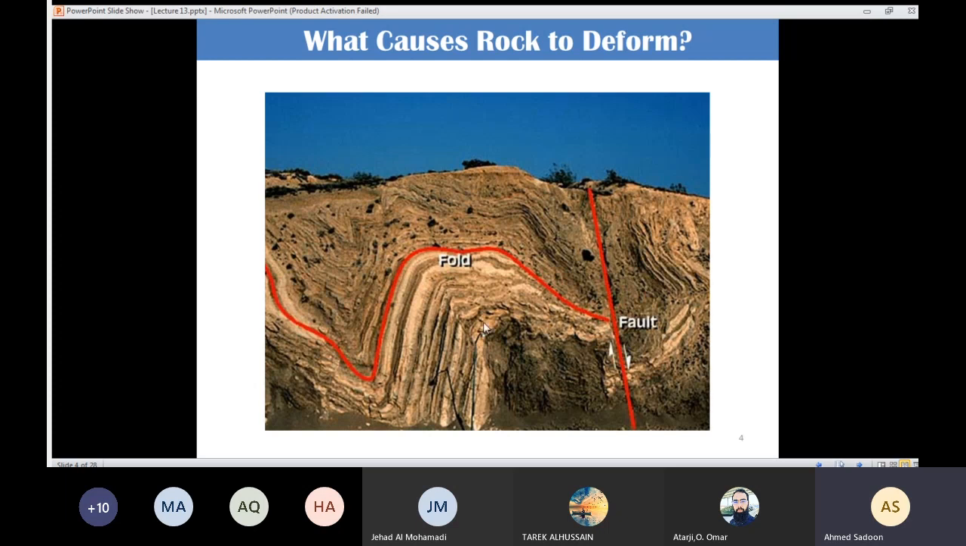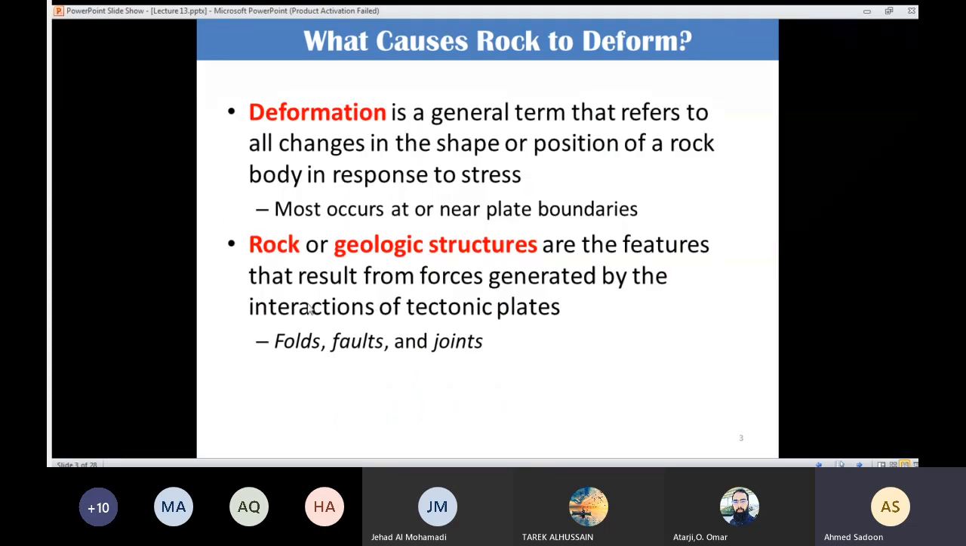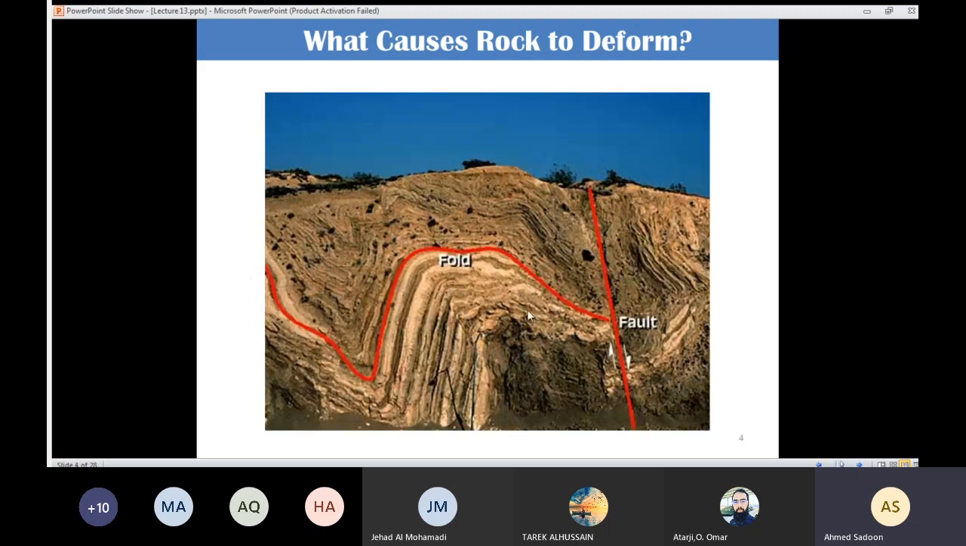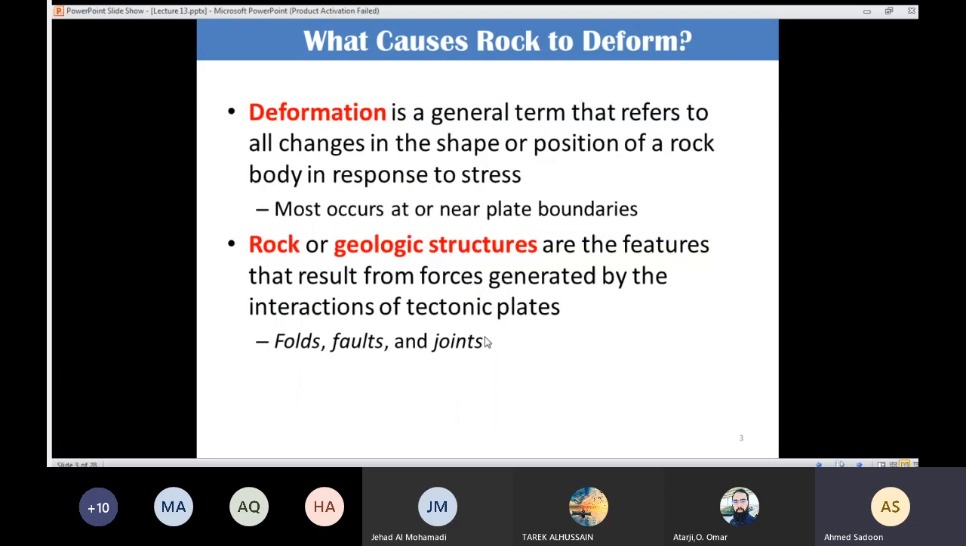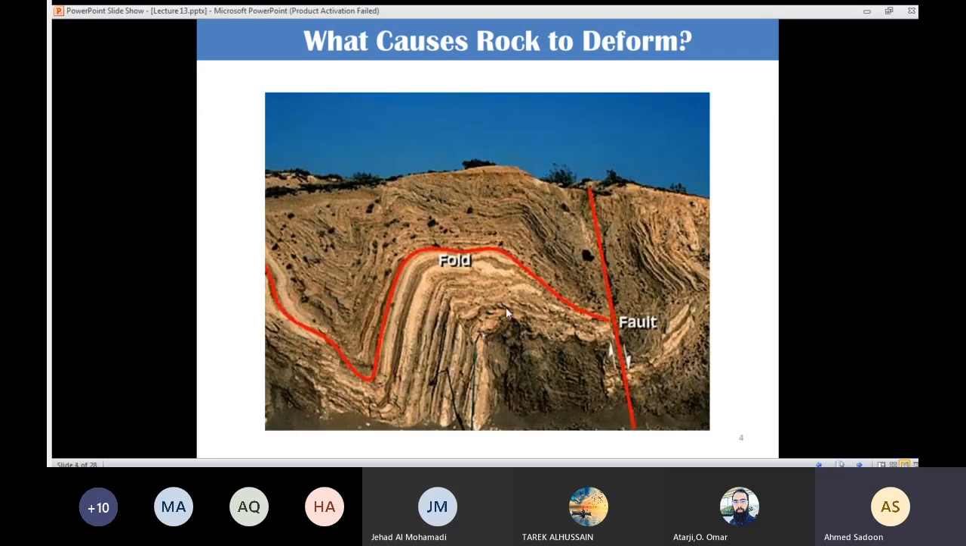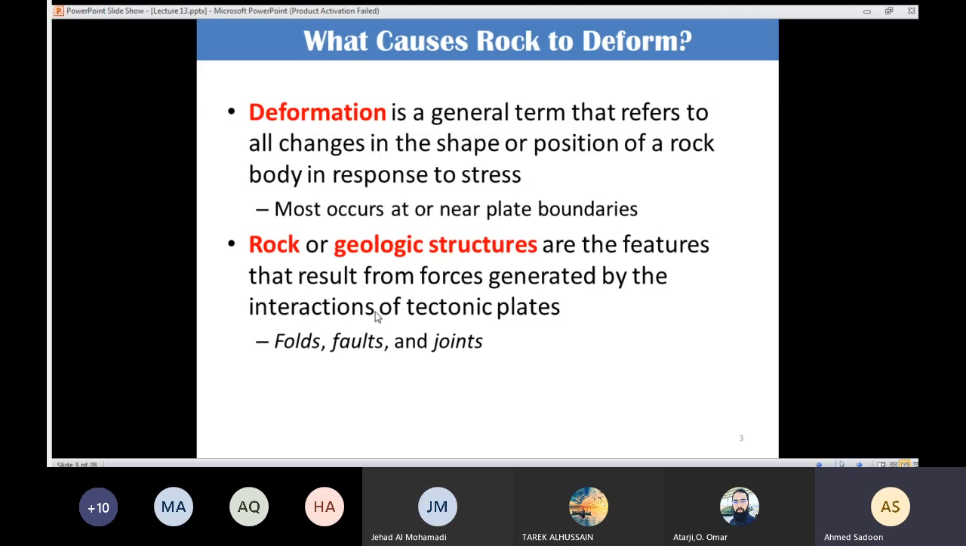So if you have a fault, we are going to say that we have a rock structure or geologic structure. So geologic structures are the features that result from the forces. And we know that the forces have been generated by the interactions of tectonic plates. So faults and joints are geologic structures or rock structures.